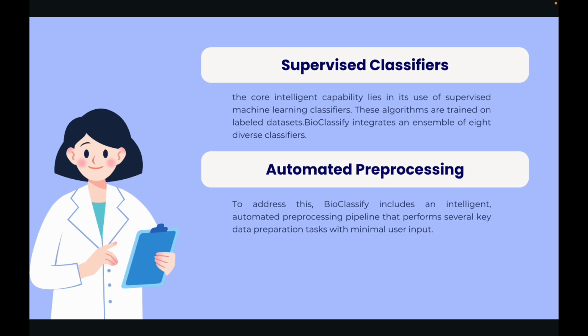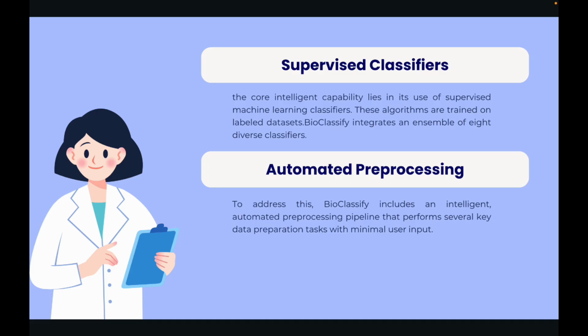BioClassify uses 8 different machine learning models, also called supervised classifiers. These models are trained to recognize patterns in data and make predictions. For example, whether a patient is high or low risk based on their medical information. Before we can use that data, it needs to be cleaned and prepared. And the system has an automated pre-processing pipeline that fixes the missing values, organizes columns, and gets everything ready for training, without the user having to do it manually.